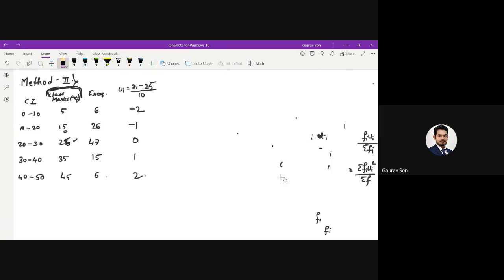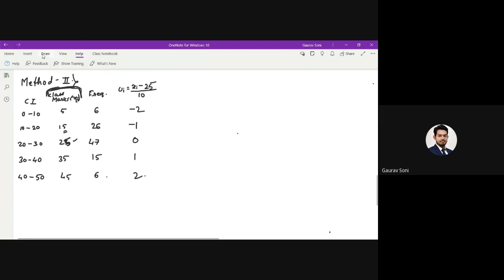So we have the variable u. If this is clear, we won't need much time for this now. It's very much clear. This one example will explain everything to you. So what I said, I'll find out fi ui, fi ui square, fi ui cube, fi ui raised to 4.